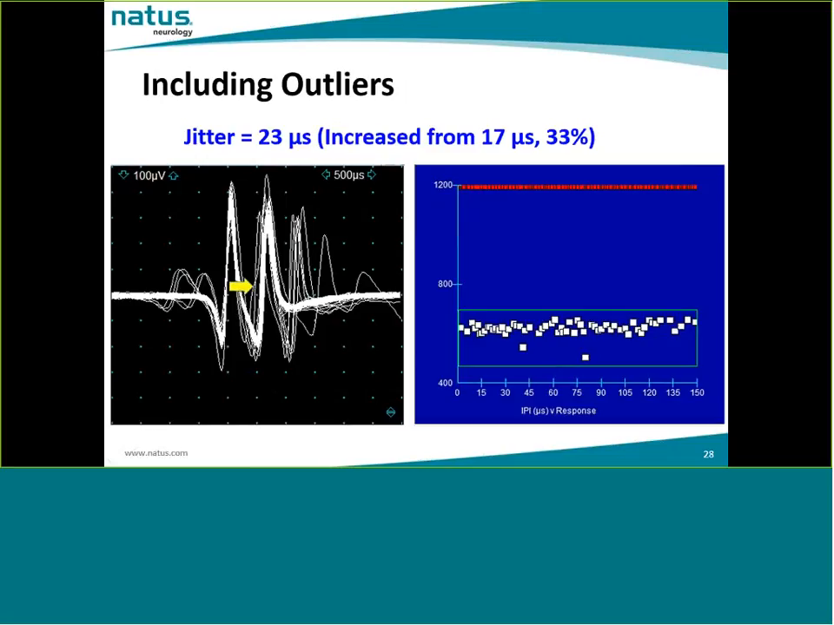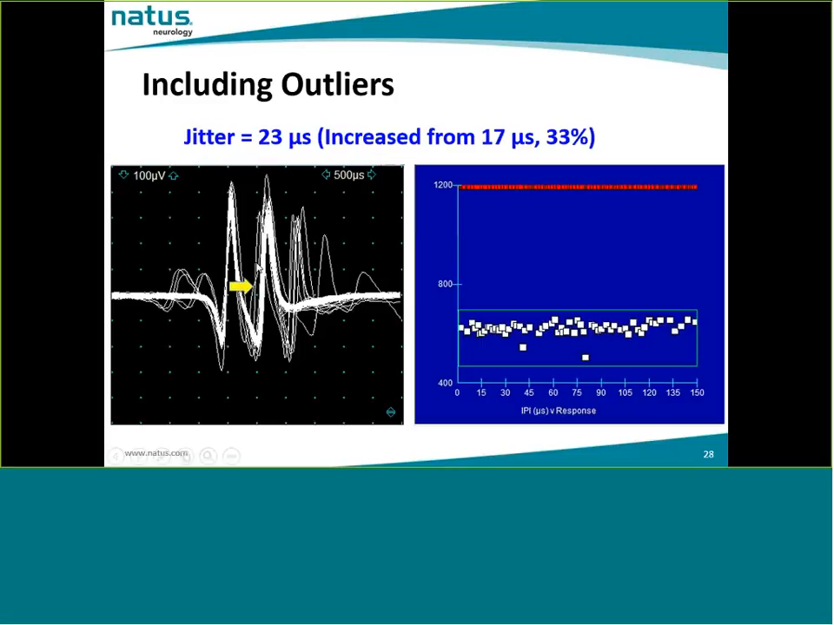So now that I have included these two extra data points, my jitter is 23 microseconds. It increased from 17. Now, does that make much of a difference? Probably not. 23 is still a very normal value of jitter. But if you think about it this way, these two data points increased the jitter from 17 to 23. It was an increase by 33%. So these two data points had a lot of effect on our jitter values. And therefore, it is important to exclude these solitary or outlier values.